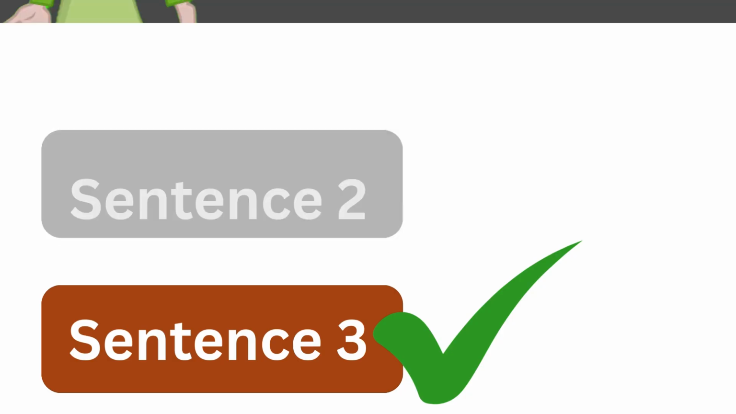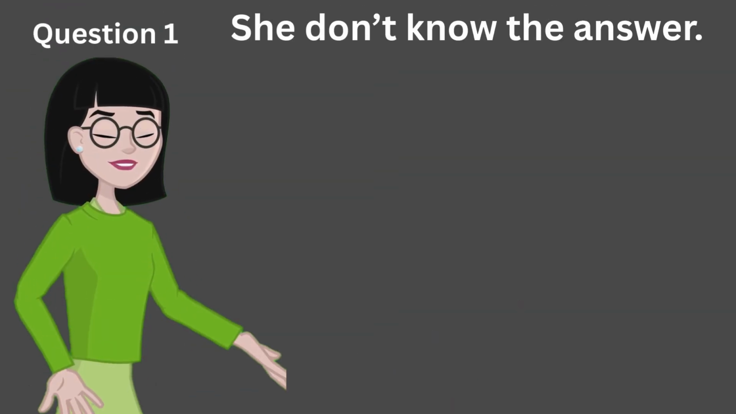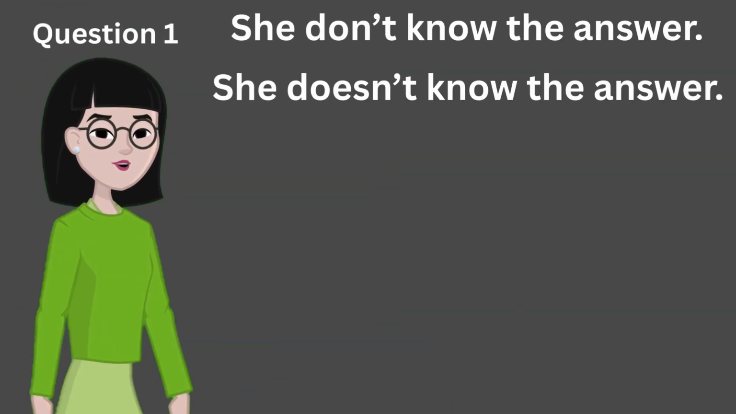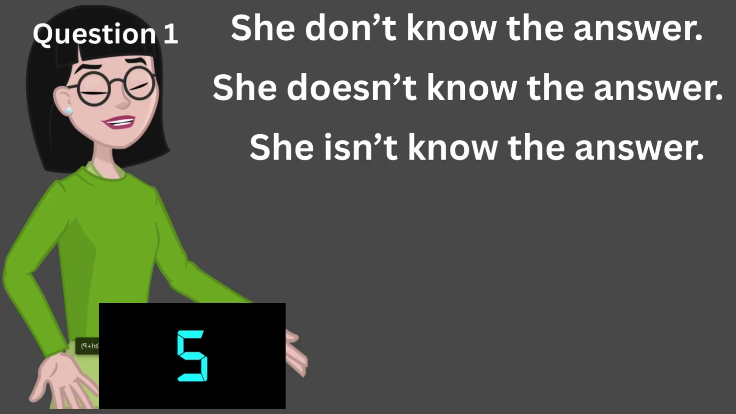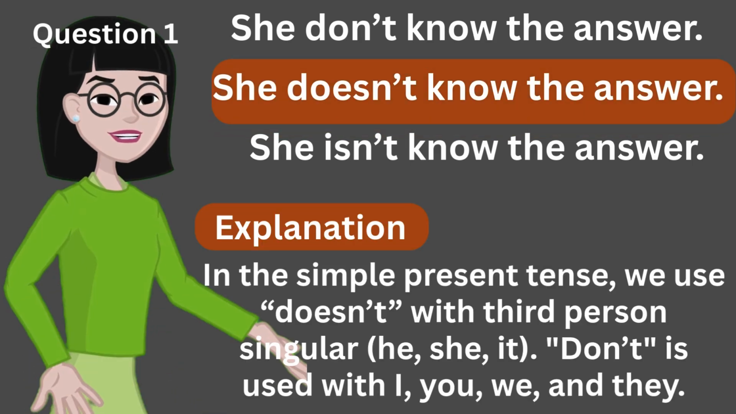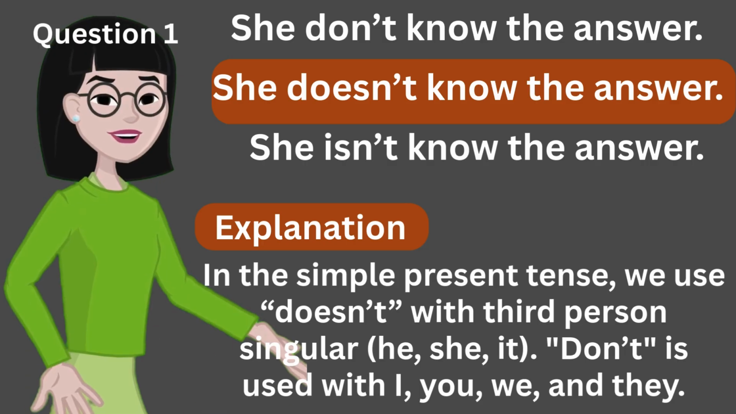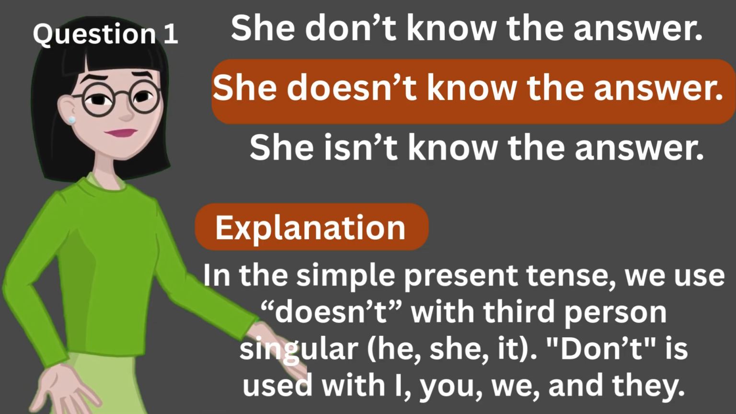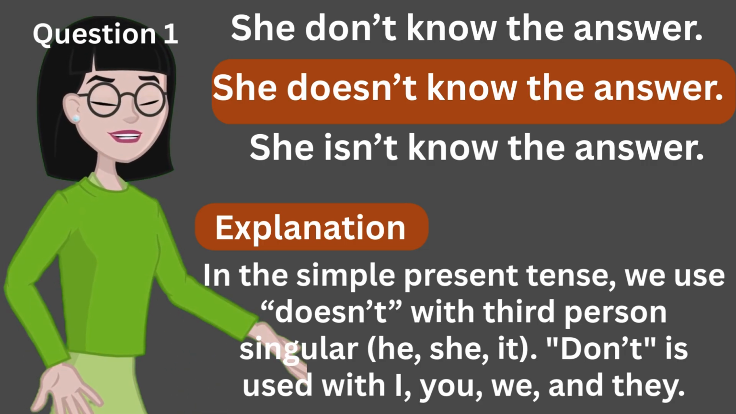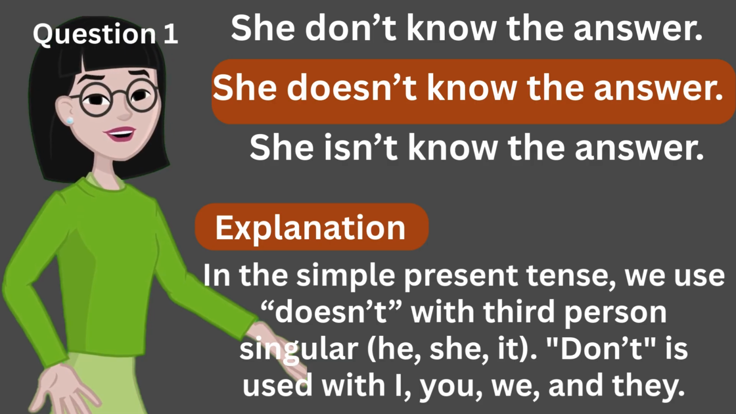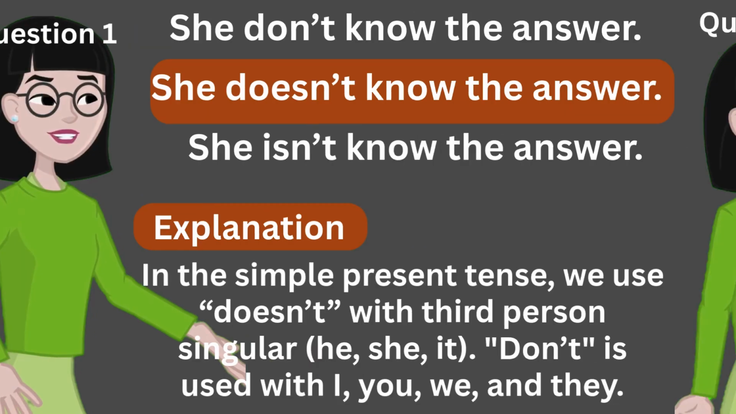Let's get started. Question 1. She don't know the answer. She doesn't know the answer. She isn't know the answer. In the simple present tense, we use doesn't with third-person singular such as he, she, it. Don't is used with I, you, we, and they. So the correct answer is she doesn't know the answer.